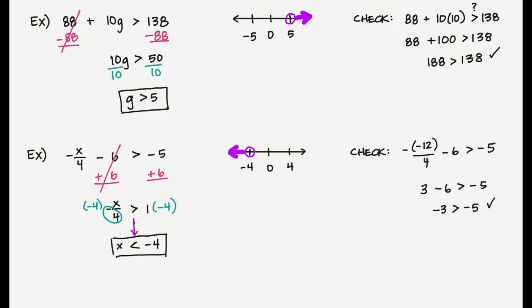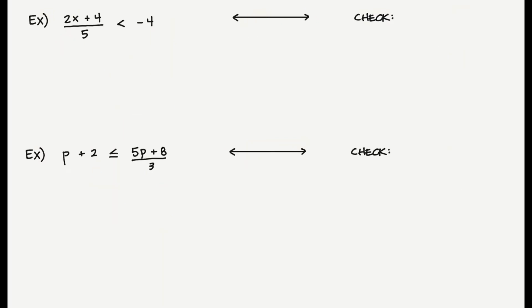Let's look at 2 more examples. Now, if you notice, I have an expression over the number 5. So everything on top is actually locked in on the top. So there's like invisible parentheses there. So I need to first remove the 5. So I'm going to do that through multiplication. So then I am left with 2x plus 4 is less than negative 20.